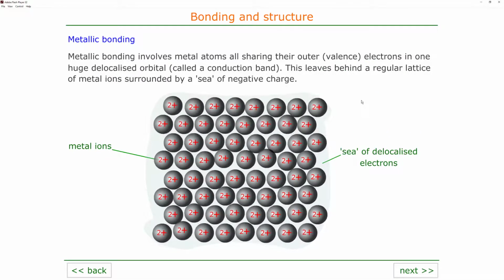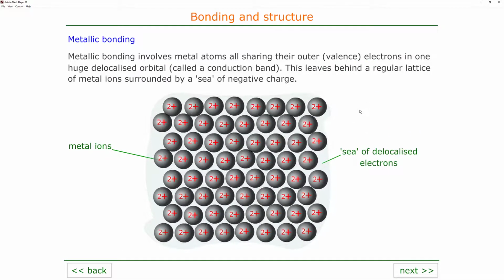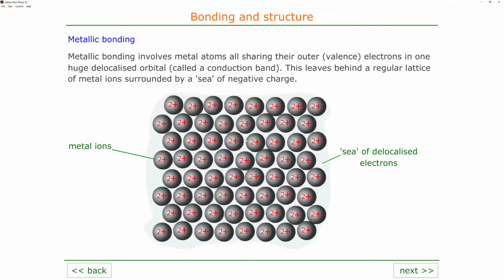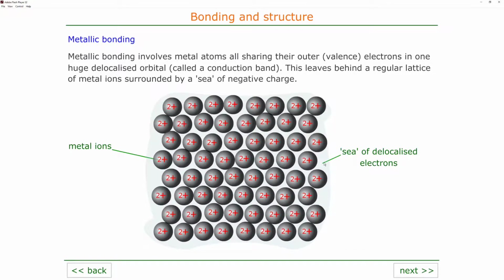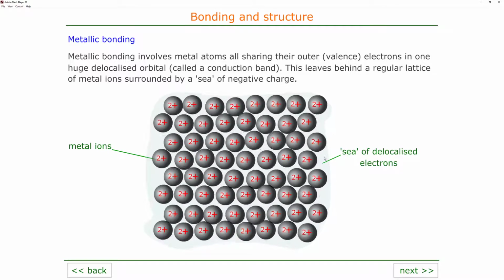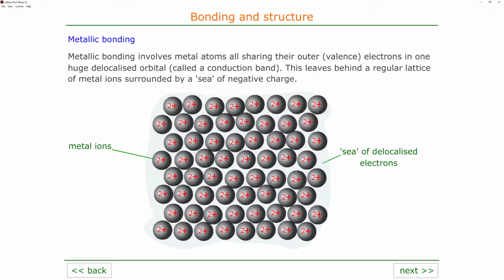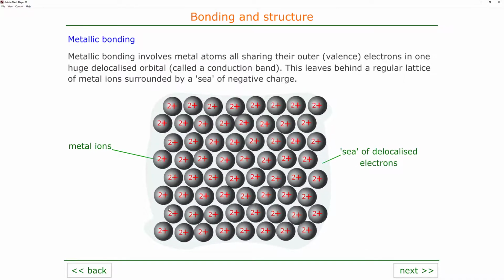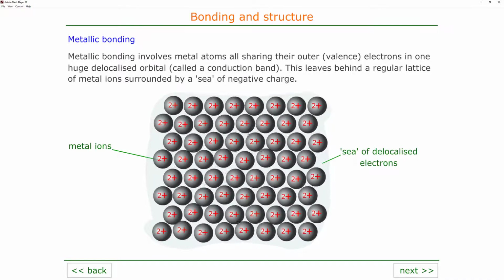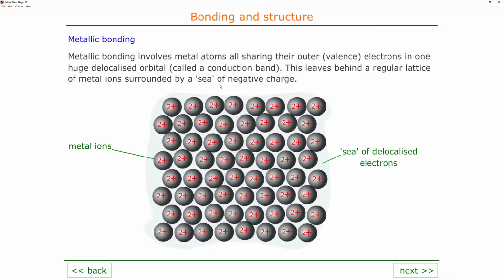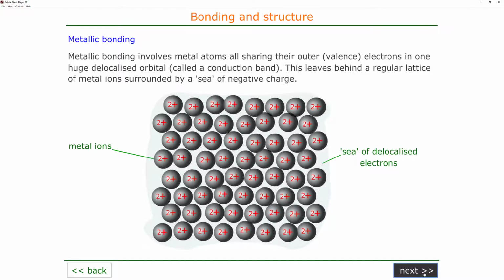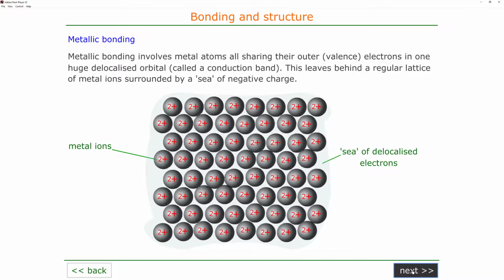Metal structures, once again, are giant structures, with many metal ions all surrounded by a sea of electrons, and it's the attraction between the negative sea of electrons and the positive ions that keeps the whole structure together. The bonding is non-directional, so metals can be bent and shaped, and they still don't lose their strength.